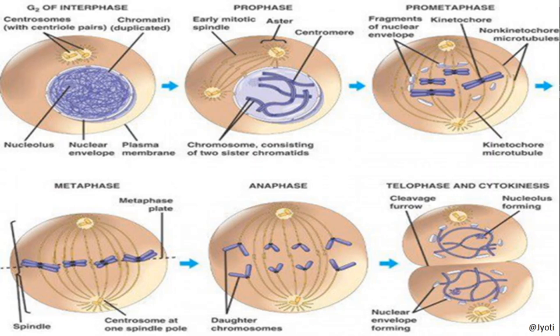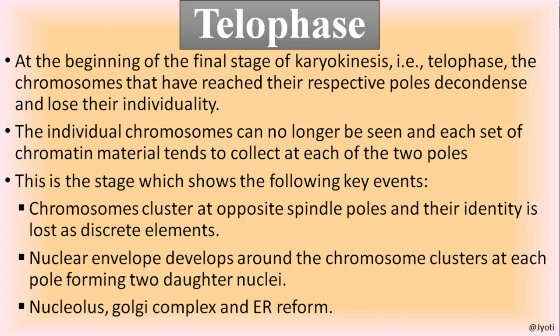Then the next and last phase of karyokinesis is telophase. It is the final stage of karyokinesis, during which the chromosomes that started moving towards the opposite pole during anaphase now reach the opposite pole. The chromosomes lose their identity, they get decondensed, and the individual chromosomes can no longer be seen, and each set of chromatin material tends to collect at each of the two poles.